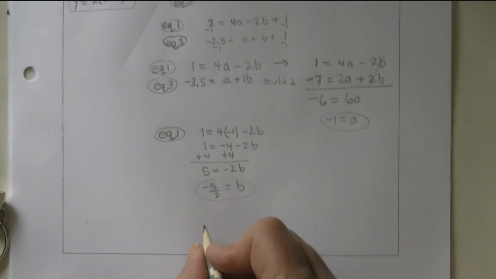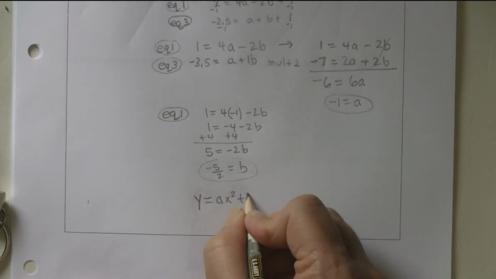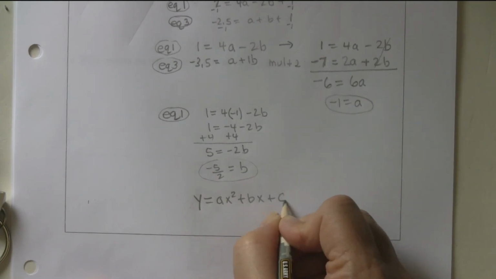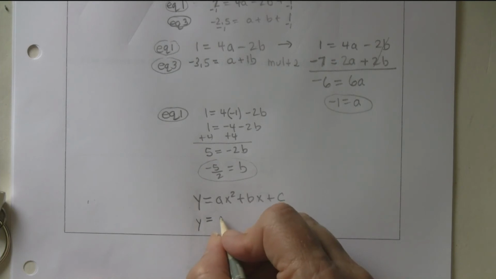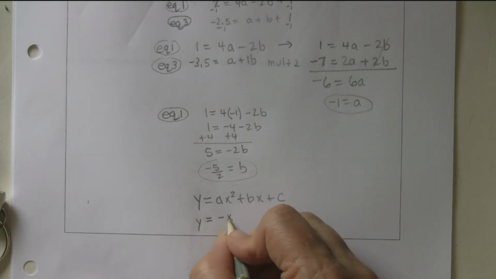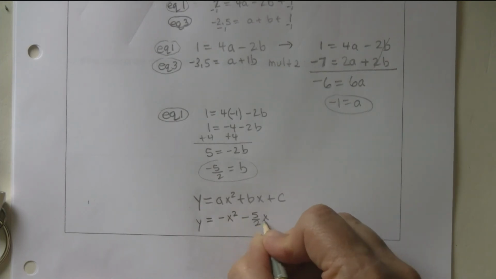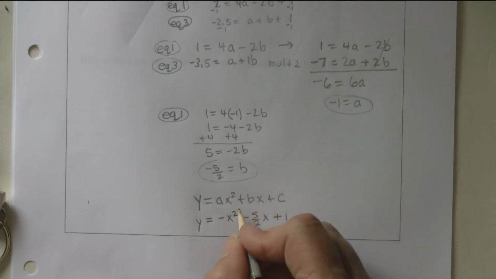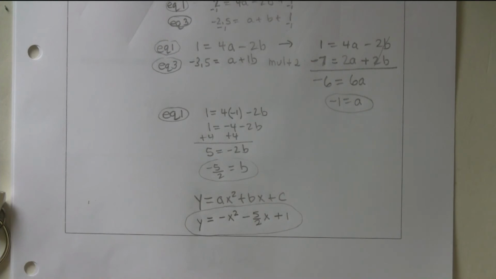So the equation of this parabola is y equals ax squared plus bx plus c. And a was negative 1, so negative 1x squared, I don't have to write the 1, minus 5 over 2x plus c, which is 1. And so there we did a lovely job on that.